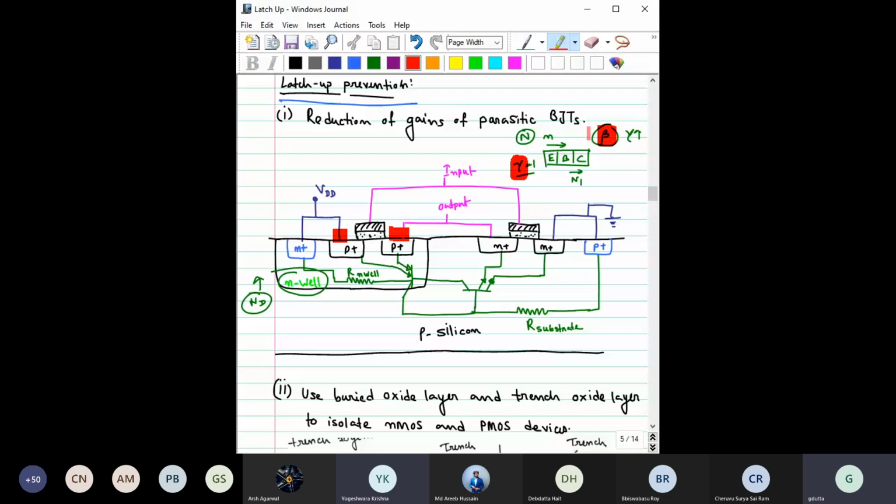So there are a couple of techniques. The techniques that you have studied for increasing the beta, gamma value or injection efficiency in your semiconductor device courses, you need to apply the same logic here for reducing the value of parasitic beta, the beta of this parasitic bipolar junction transistor.